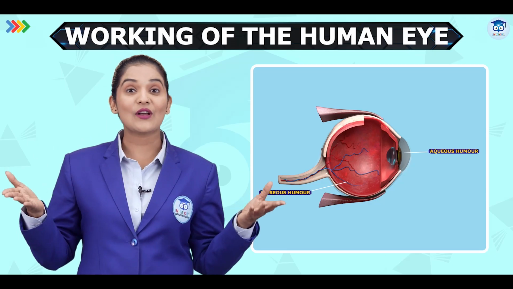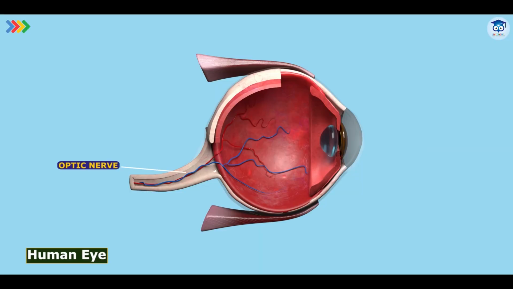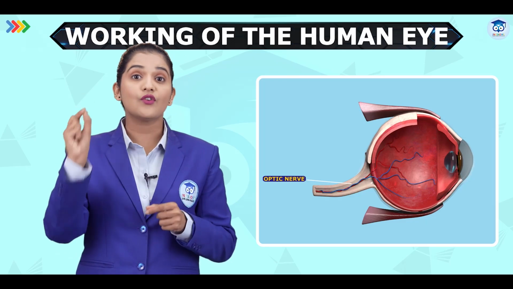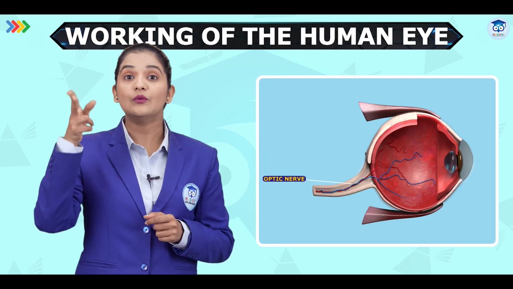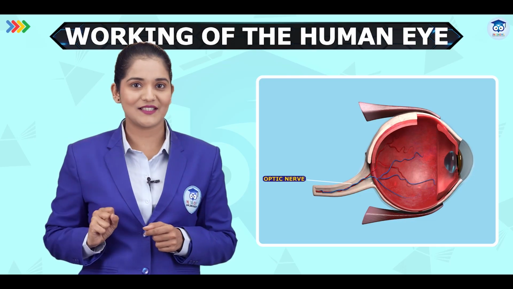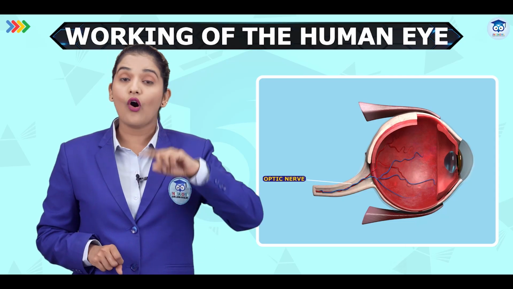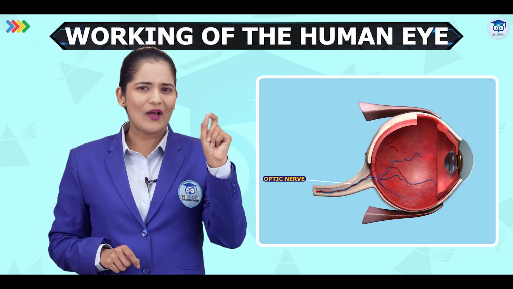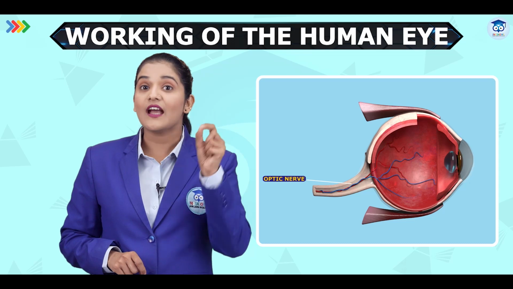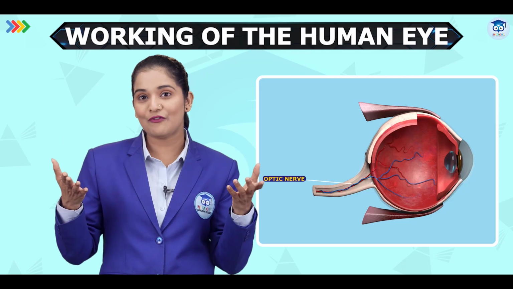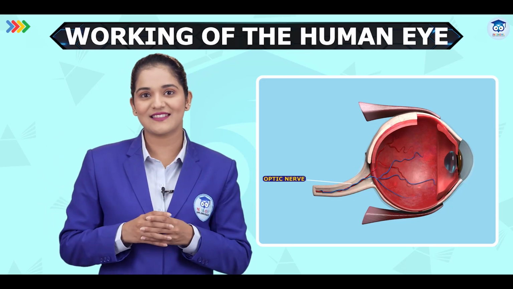Now, let's talk about the optic nerve. Its primary function is to connect the retina to the brain. When light enters the eye and forms an image on the retina, the rods and cones in the retina convert the light into electrical signals. These signals are then carried by the optic nerve all the way to the brain. Once the signals reach the brain, they are processed and interpreted, and that's how we are able to see meaningful images of the world around us.